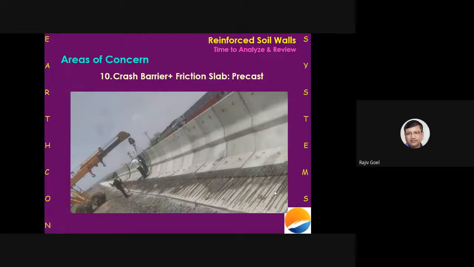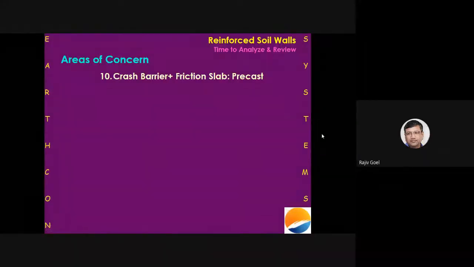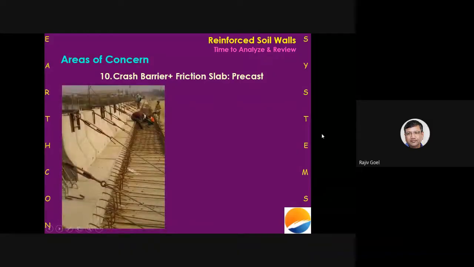At many situations, the entire piece from here to here is precast without any connection with the adjacent unit. That is a blunder. Please do not allow that. We must have an in-situ stitch, which will be stitching all these individual pieces together, so that once you have a vehicle hitting, all the units would be acting in unison. See that? Again, this is an in-situ stitch we are doing.